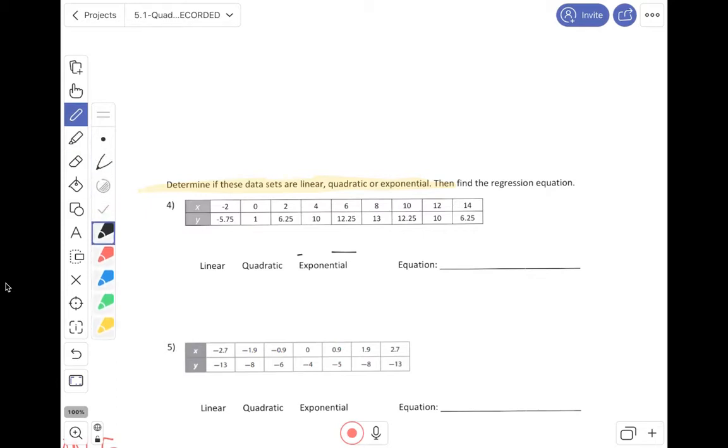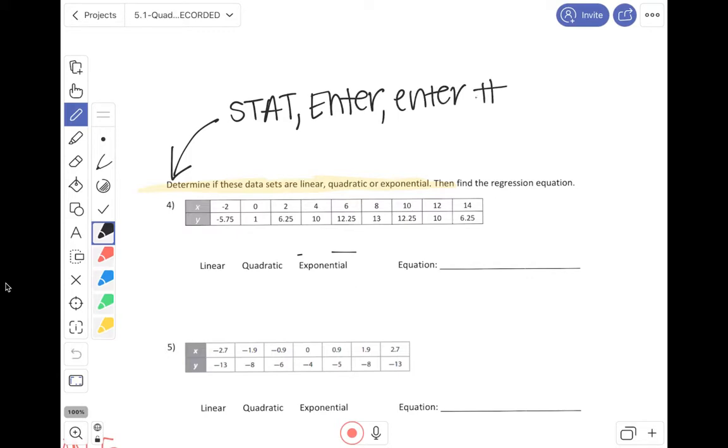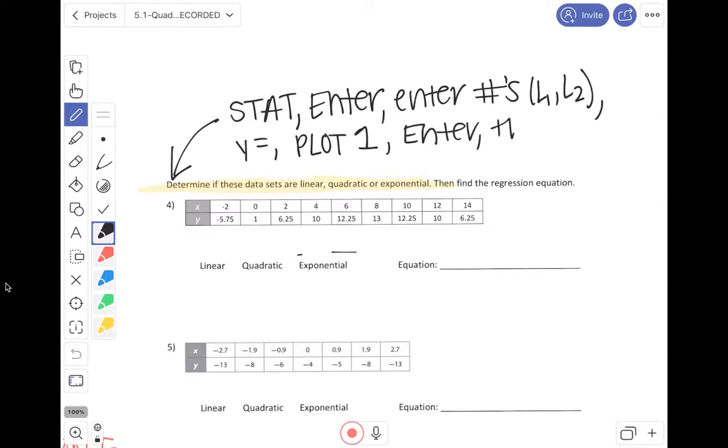Ready? You press Stat, Enter. Then you enter numbers, so L1, L2. Then you press Y equals, go up to plot 1. Then you're going to press Enter. Then hit Graph. So those are the steps to get the graph of what's going on.